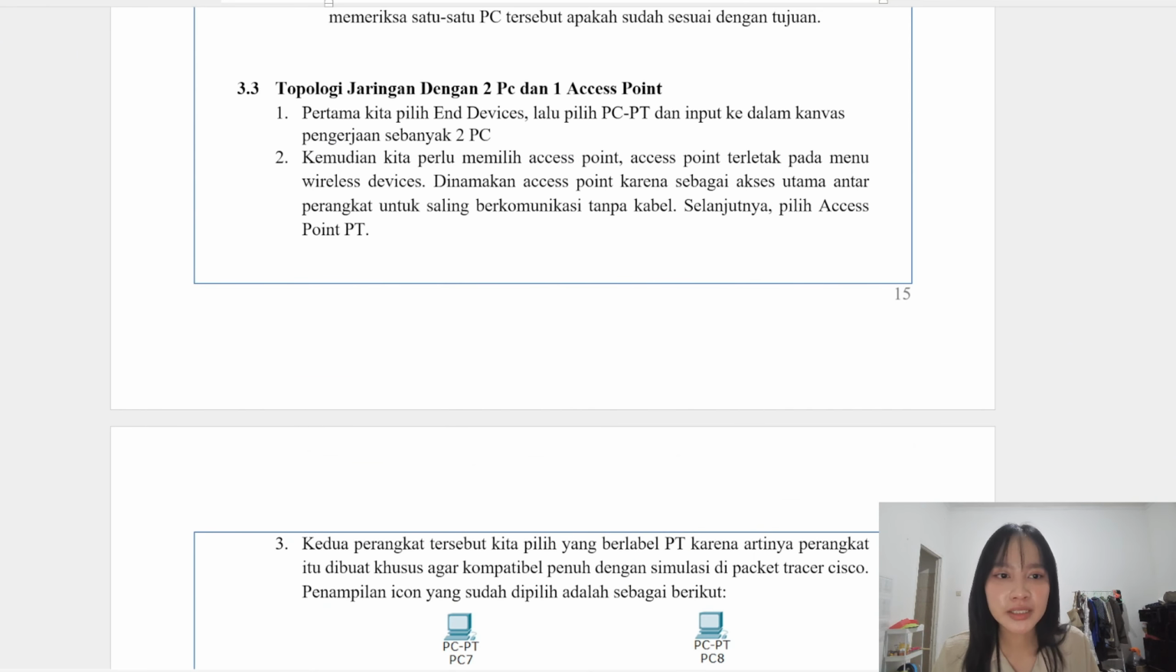And the next practicum is network topology with two PC and one access point. Well, actually, I think this practicum is a bit different from the two that we have already done before because we use a wireless device, so we don't need a connection or cable, just the devices that we are going to use. And for the first step, it is the same. We select the PC and we choose two because we need two, and one access point.